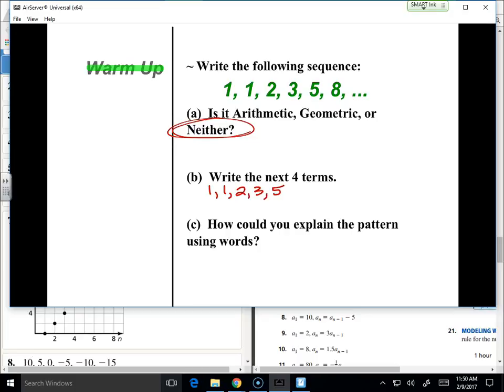Look, look. 2 plus 2 is 4. No, 2 plus 2 is not 4. It's not 3. No. Like how the numbers go from one to the next.